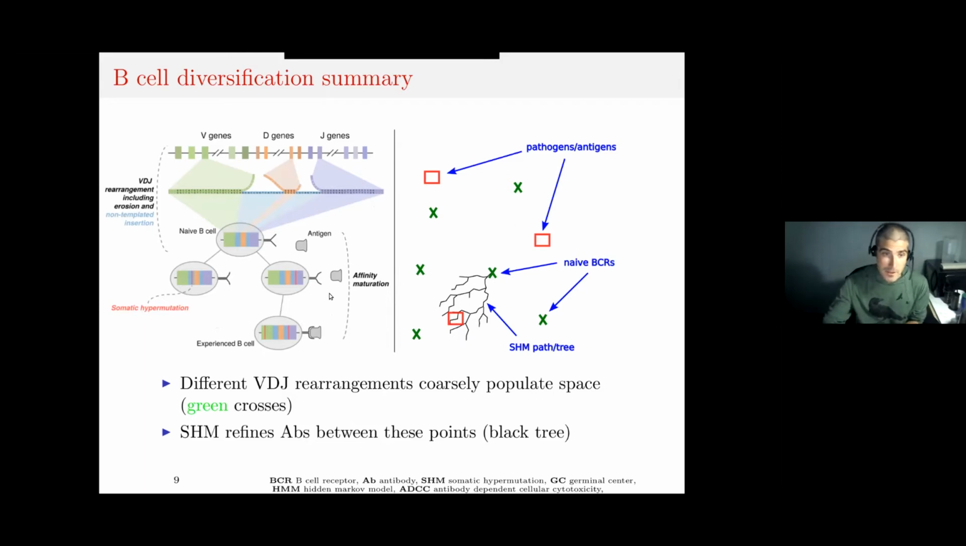And then affinity maturation is represented as we're imagining that this red square, which is a pathogen, is something that we were actually exposed to. And when we're exposed to it, the nearby B cells, the nearby green crosses, reproduce and go through affinity maturation, which is represented as this tree that's kind of like their offspring evolving to be closer to the red square. So evolving to have higher affinity for the red square.